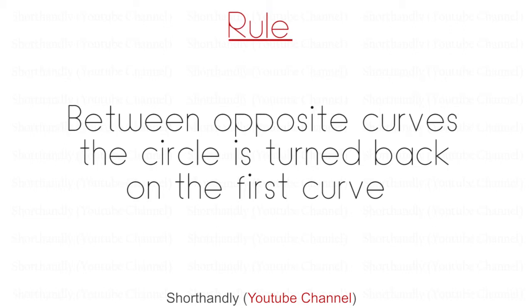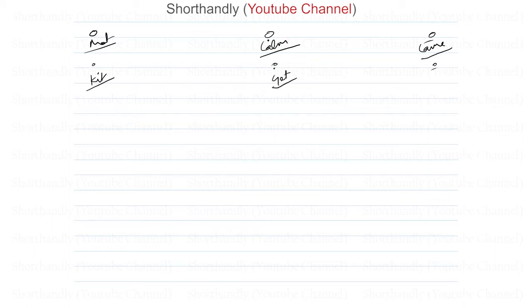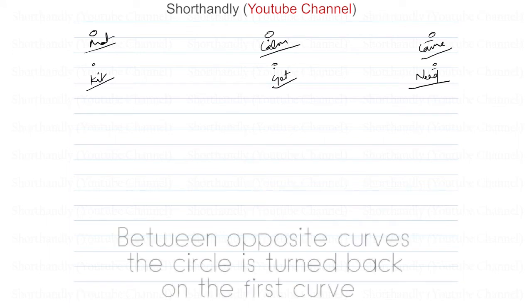To understand this statement, we're going to take some examples, but before that, we will make the vowels so that it is easy for you to understand what's going on. So let's make vowels. This is as in mat, this is as in calm, this is as in came, this is as in kit, this is as in get, and this is as in need. Alright, so let's read the statement again.